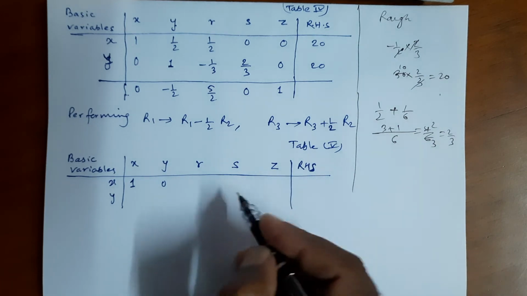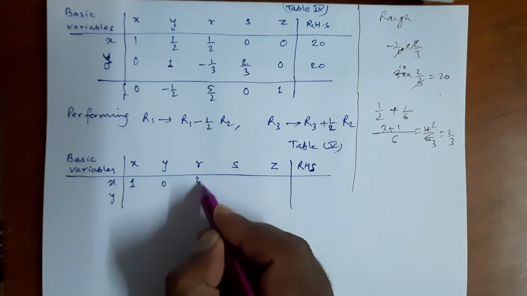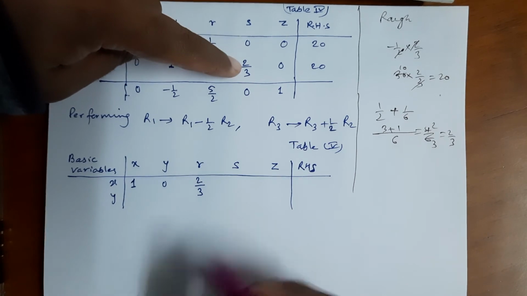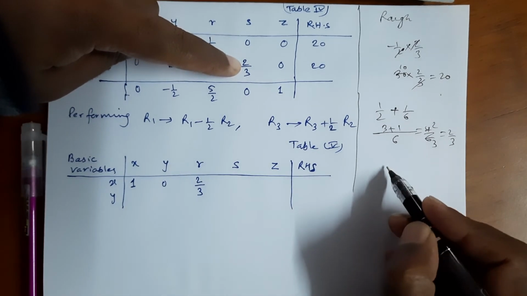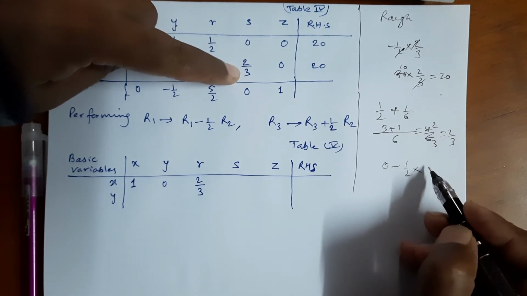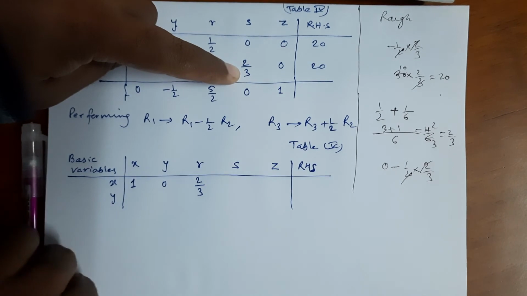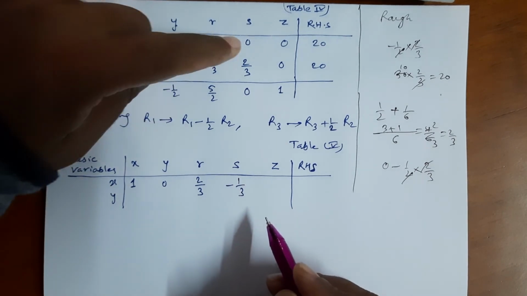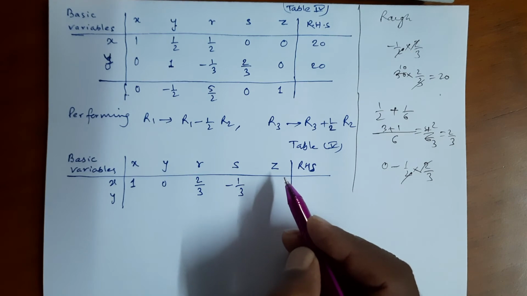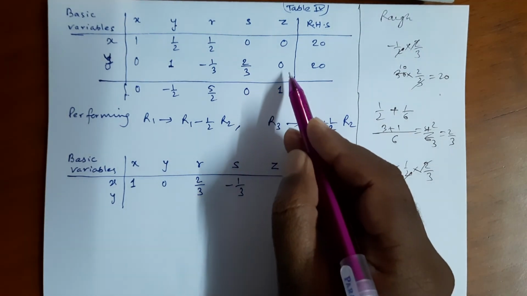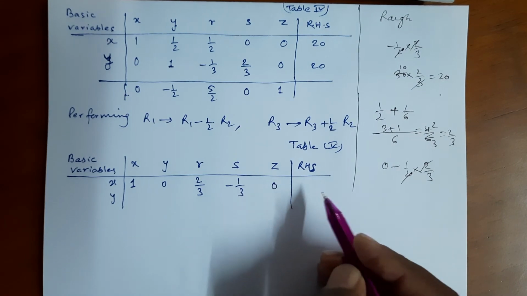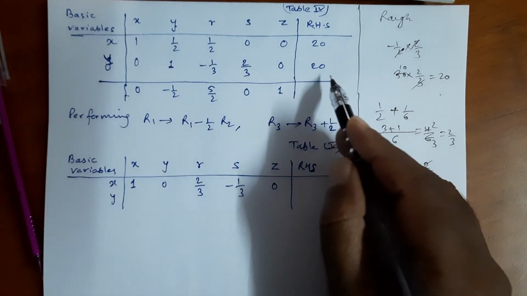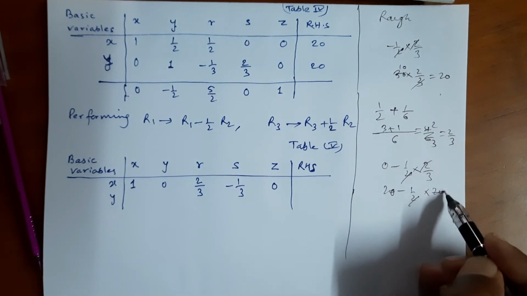So here we have 2 over 3, and again here R1 minus half of this. R1 is 0 minus half of R2, which is 2 over 3. So that will be minus 1 over 3. Okay, and 0 minus half of this, that will be 0, and 20 minus half of 20, that will be 10.